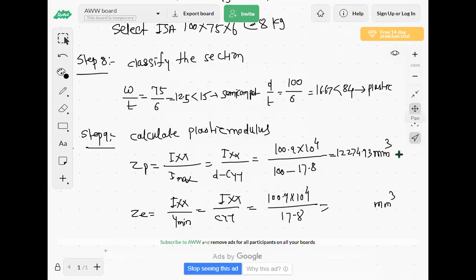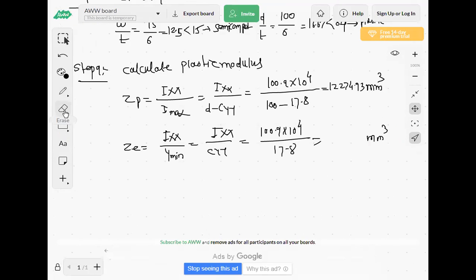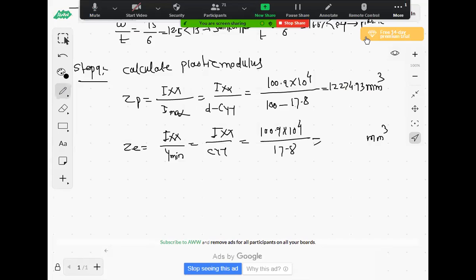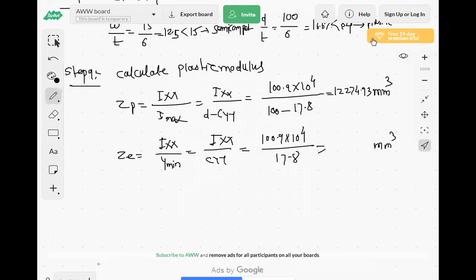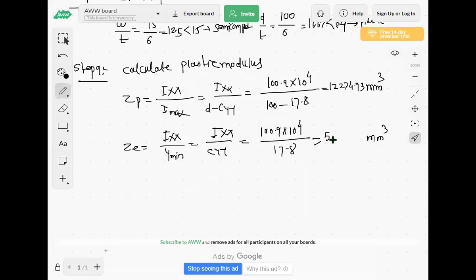And ZE value, okay, do the calculations fast. 56,685.39. Is this correct? 56,685.39 mm cube.